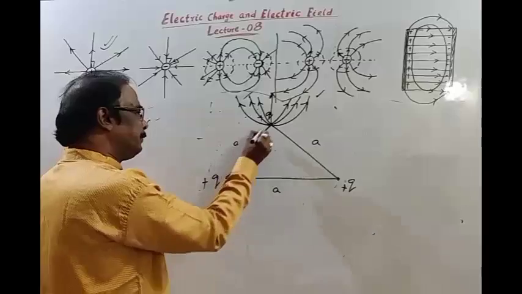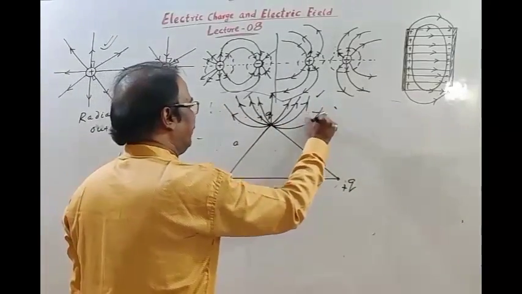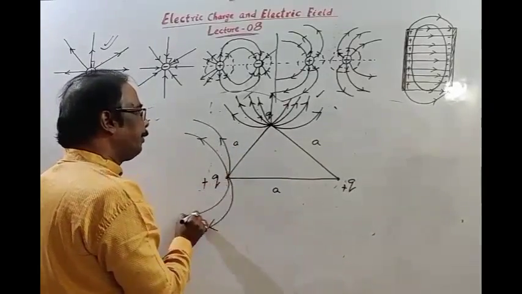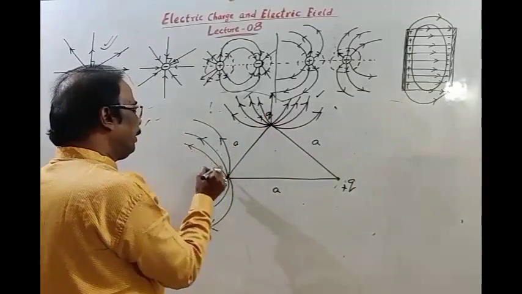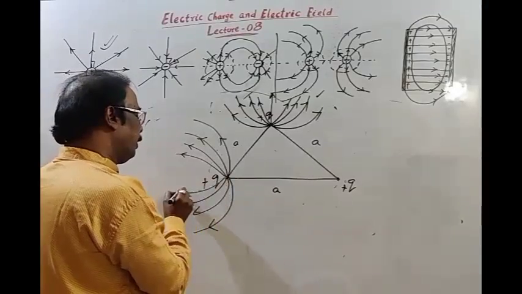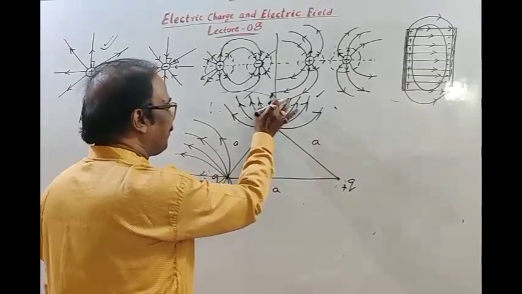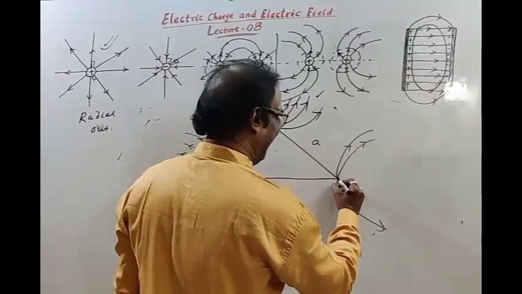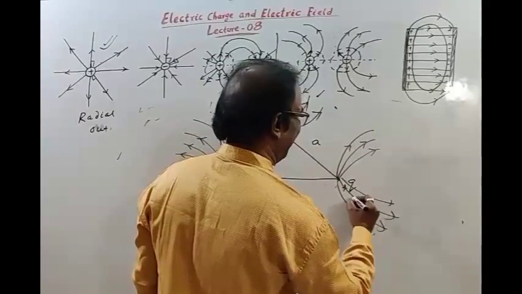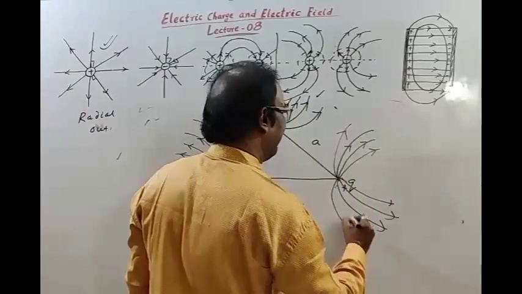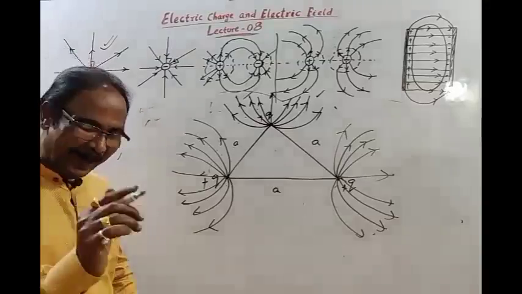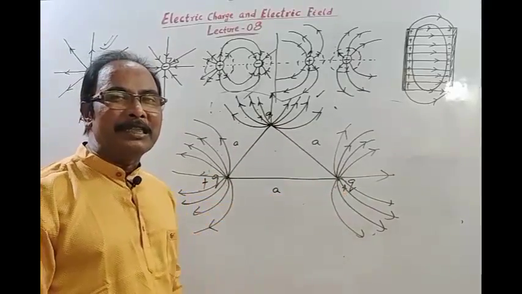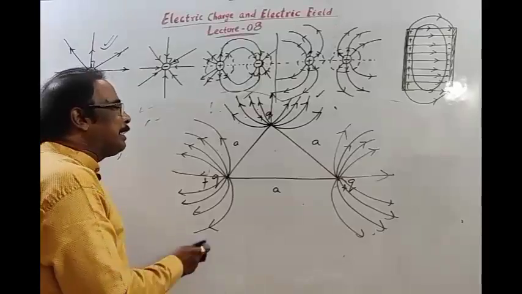Here also, the lines of force will be like this, 1, 2, 3, 4. Here also. Looking beautiful. We may represent it like this. Then this is the representation of electric field lines for three equal charges placed at the vertices of an equilateral triangle. You may take a screenshot.